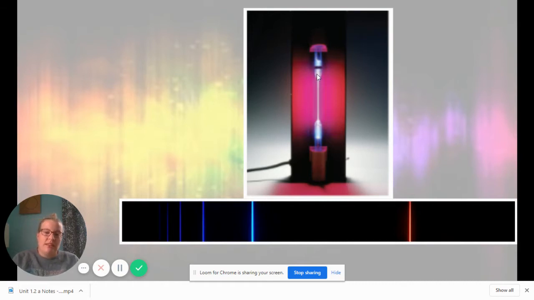This is a tube of hydrogen gas. What you would see if you take that tube of hydrogen gas is a bluish, reddish glow.